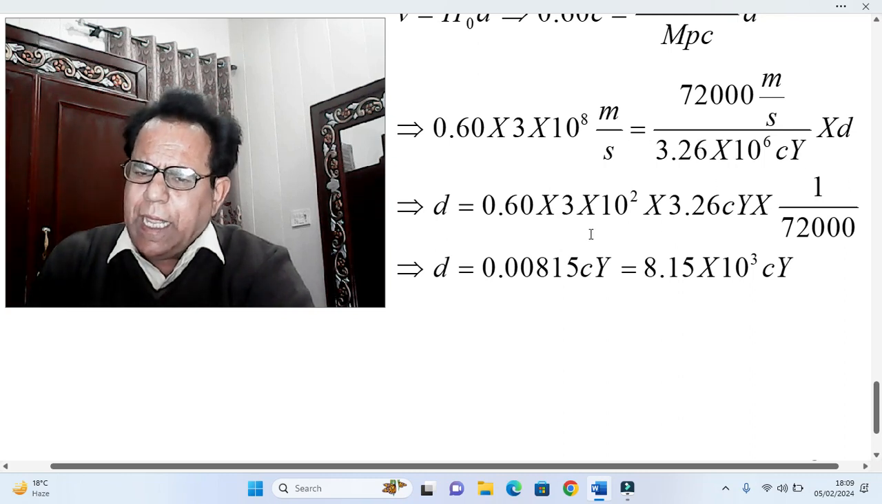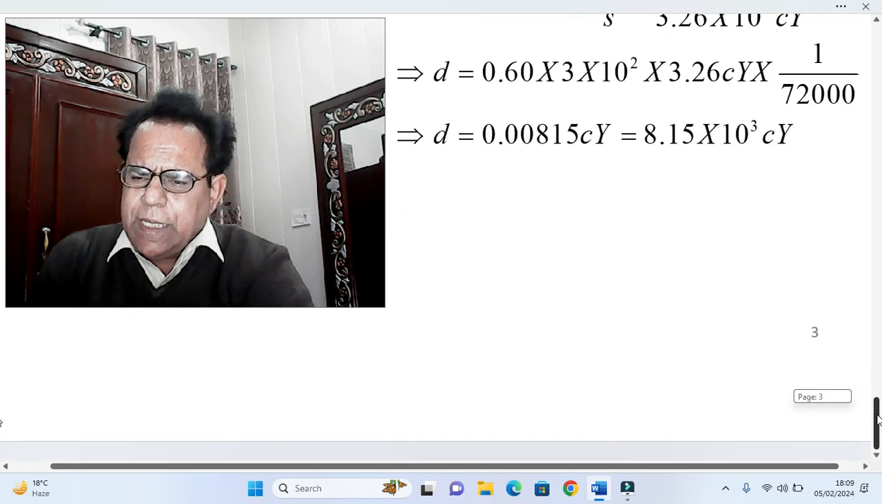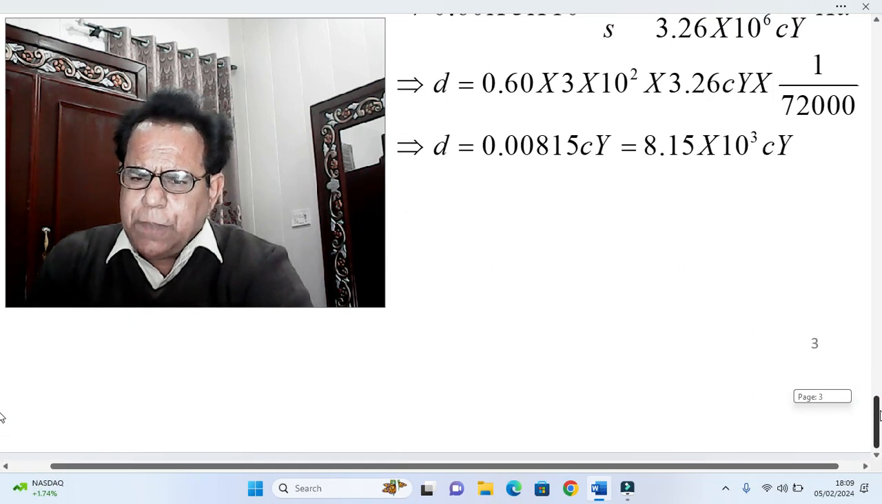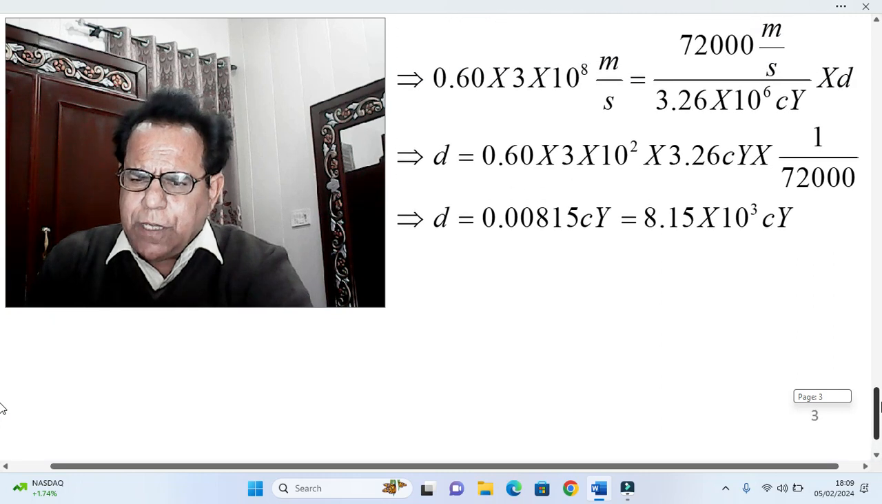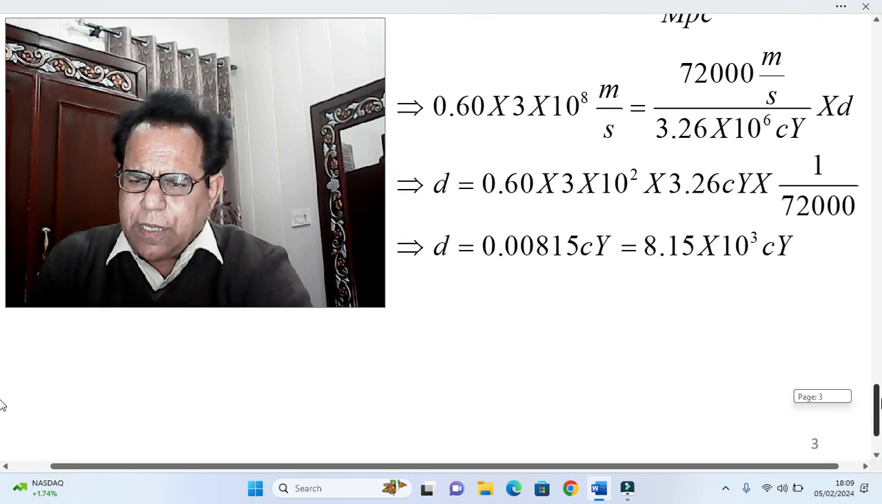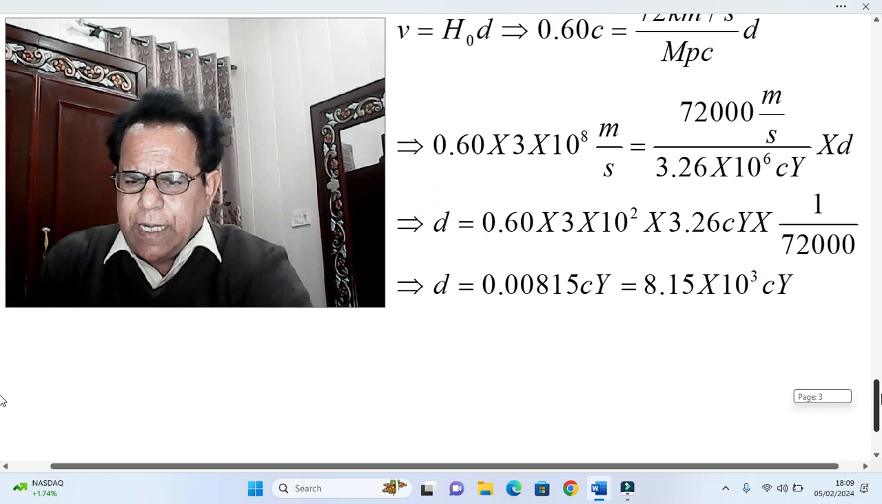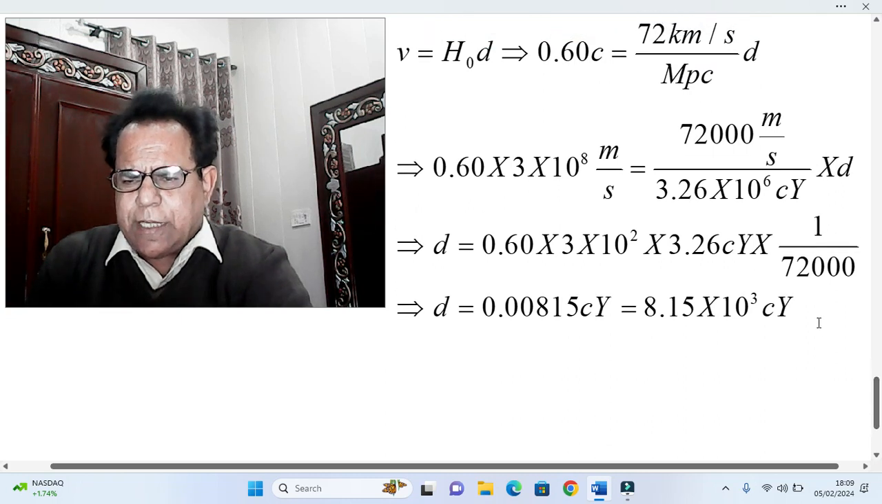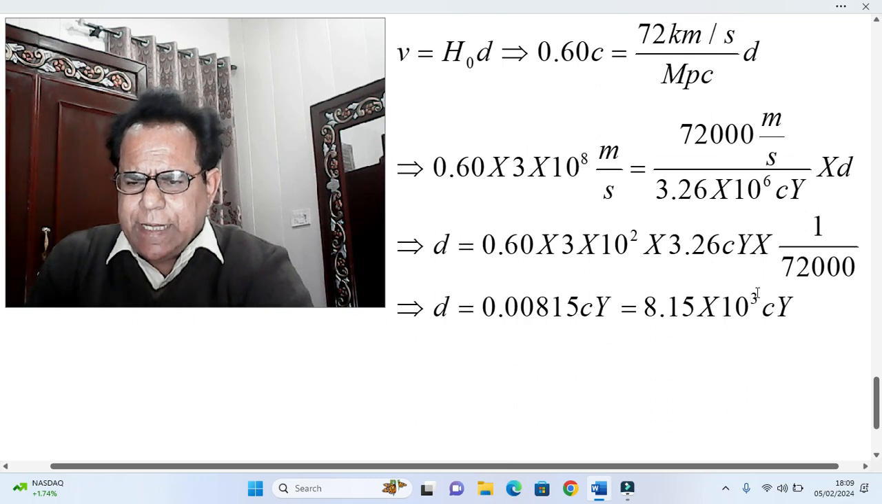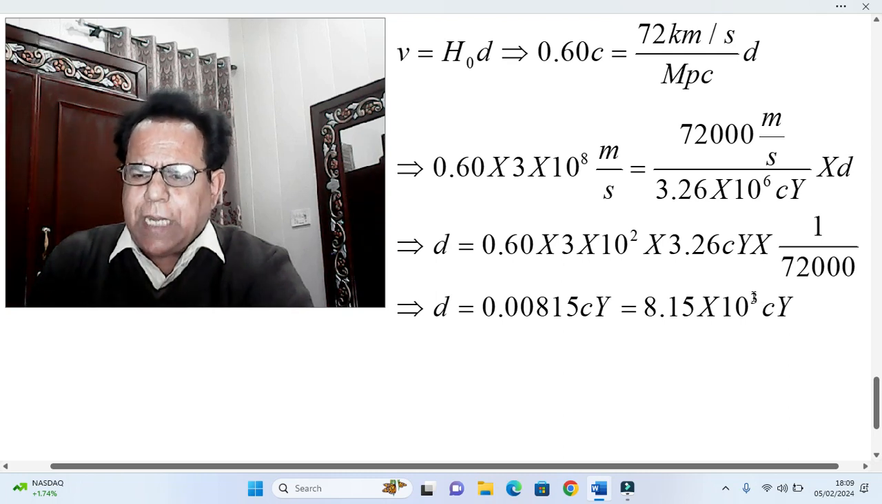Remaining all things are 100% quite right. The process of solving this problem is 100% correct, and the answer is also correct, except that this 10 raised to the power 3 is doubtful whether it is plus or minus. You should check this.